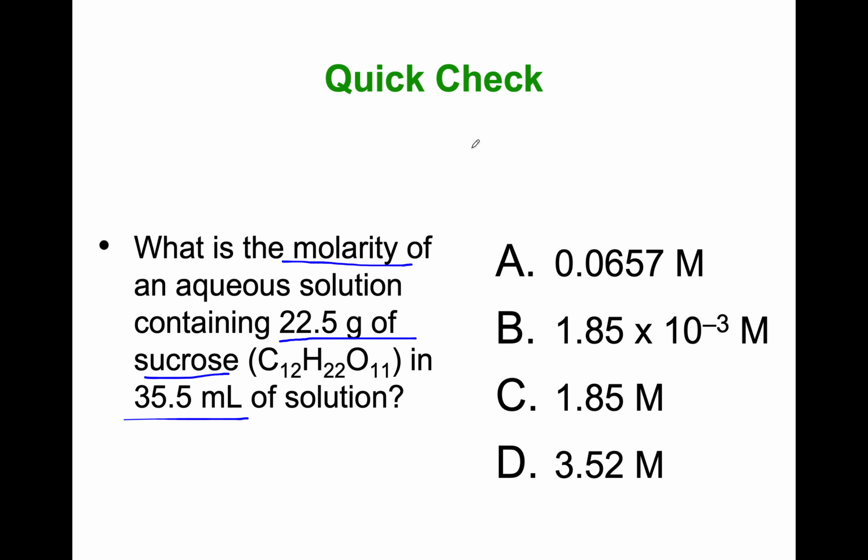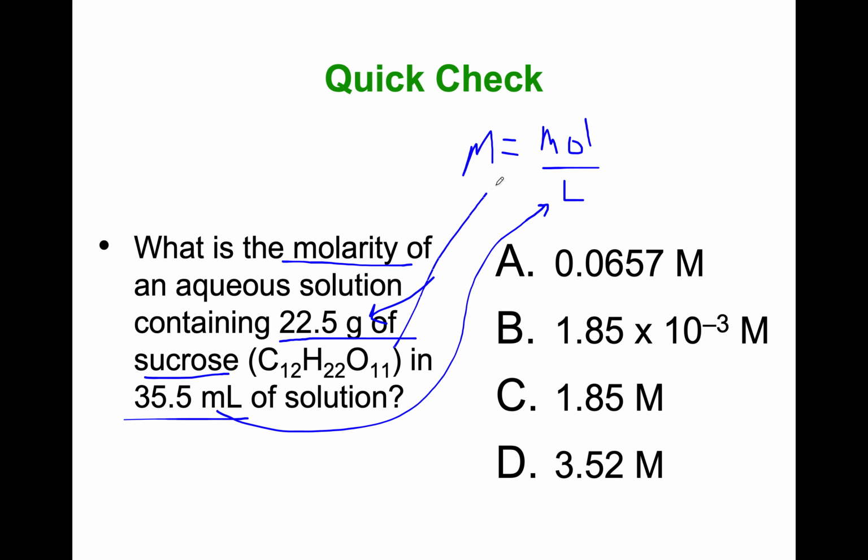So again, right away, I encourage you, capital M, that's moles of solute over liters of solution. So that tells us we need to convert 22.5 grams to moles. There's the formula, so you can get the molar mass, and you need to convert milliliters to liters. Those go up here, and you find that it's a 1.85 molar solution.